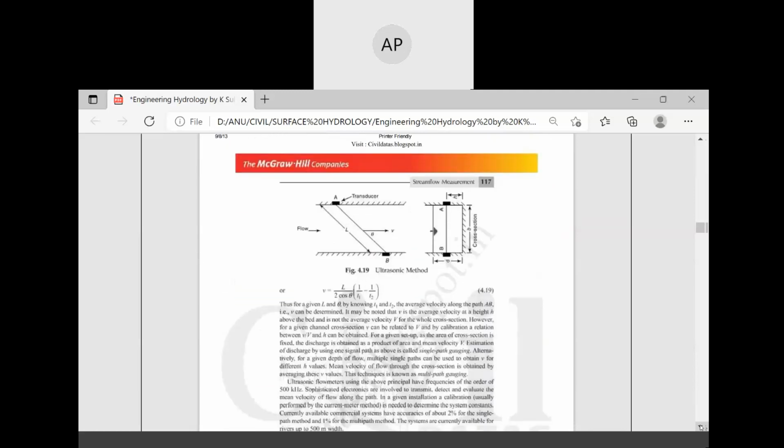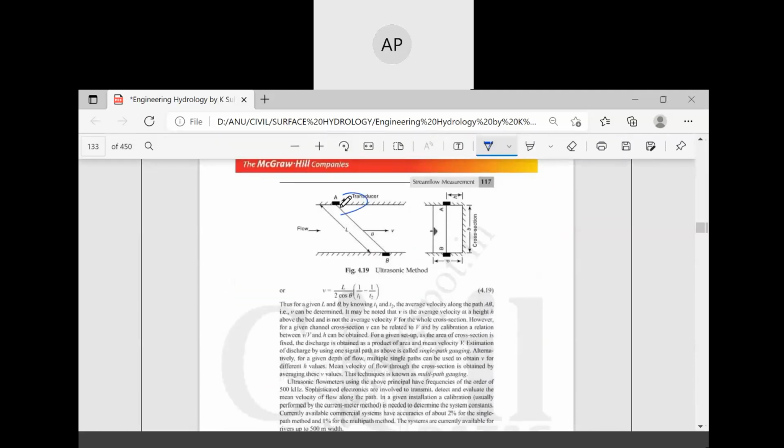This is the setup of the ultrasonic method. One transducer is there in a cross section of water. Suppose L is the length and theta is the angle. So V will be L by 2 cos theta, I mean L by 2 cos theta times (1/T1 minus 1/T2). Thus, for given length and theta, by knowing T1 and T2, the velocity along the path AB, that is V, can be determined. It may be noted that V is the average velocity at the height h.